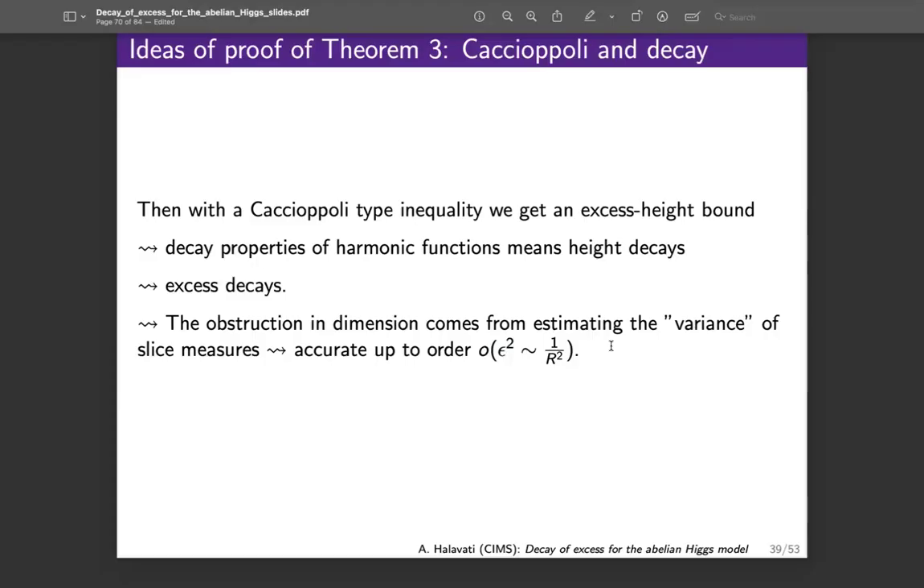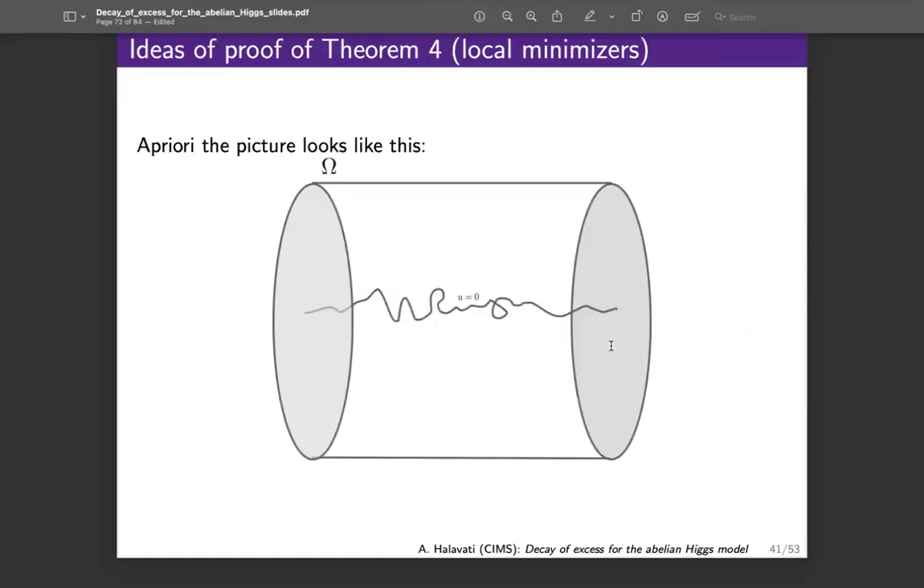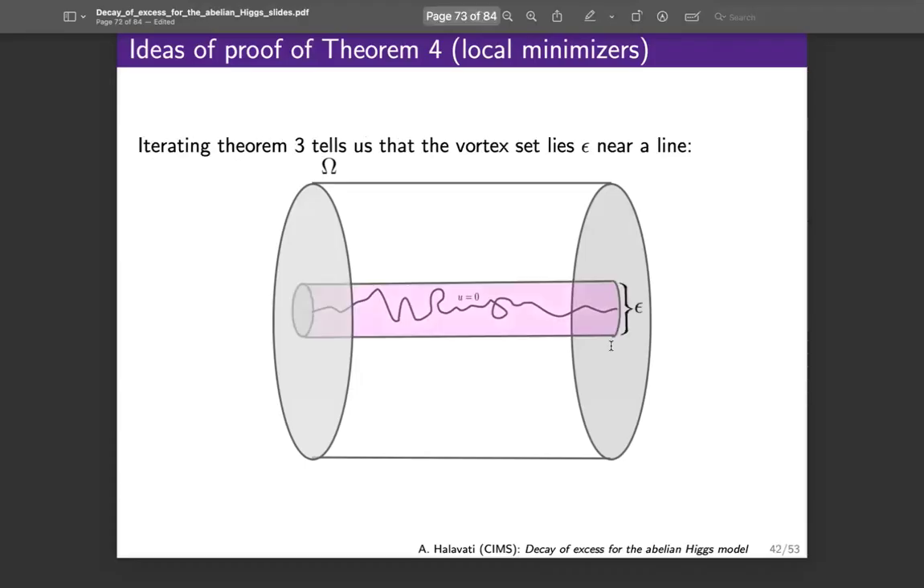Right? So for local minimizers, because the analysis is very complicated, very involved, I'm just going to give you a visual guide to convince you, and we're just going to pretend dimension is just 3. So a priori, the picture is going to look like this. Okay, so you have some zero set, might not be flat, might not even be regular. Iterating theorem 3, you get some epsilon diffuse regularity. So you know that it lives epsilon near a line, or in higher dimensions, basically epsilon near a C1 graph.